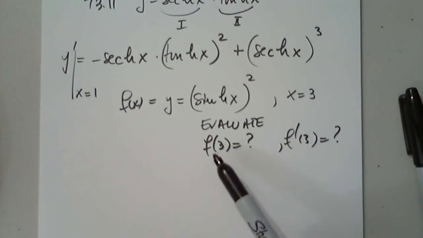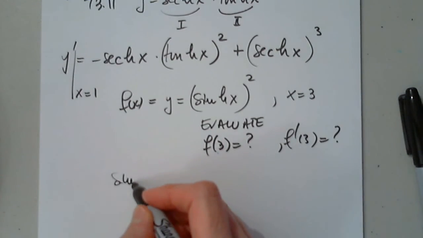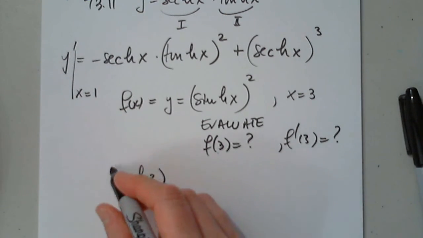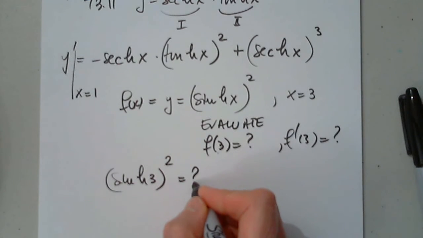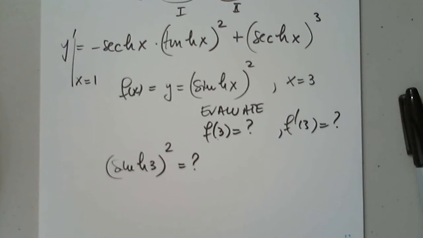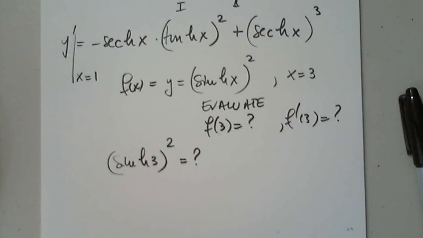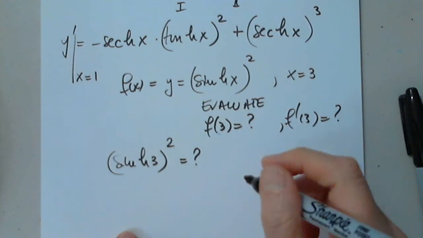Yes. So how do I determine this? How do I find hyperbolic sine of 3 and squared? How do I find this? So careful, I don't think the calculator has hyperbolic sine or any hyperbolics. I didn't find it. If you find it, that's fine. Let me know, teach me.